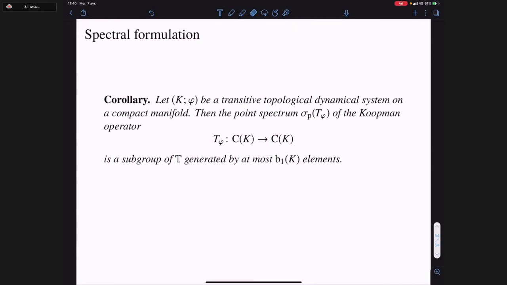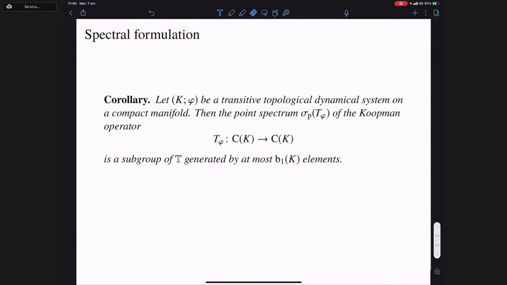And what you see is that you have a relationship between the number of holes in your space and how large the point spectrum of your operator can be. Okay, and with this, I'm already, I think, one minute over time, so I will stop here. And if you have any questions, I will gladly answer them.